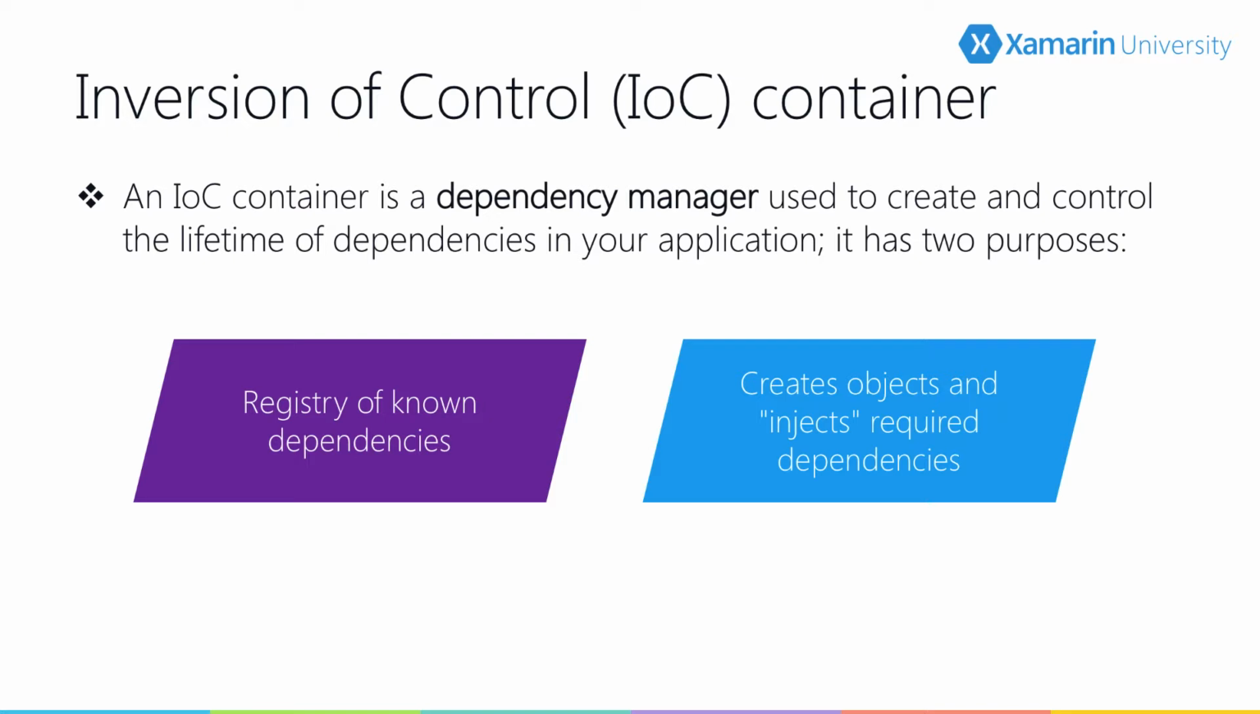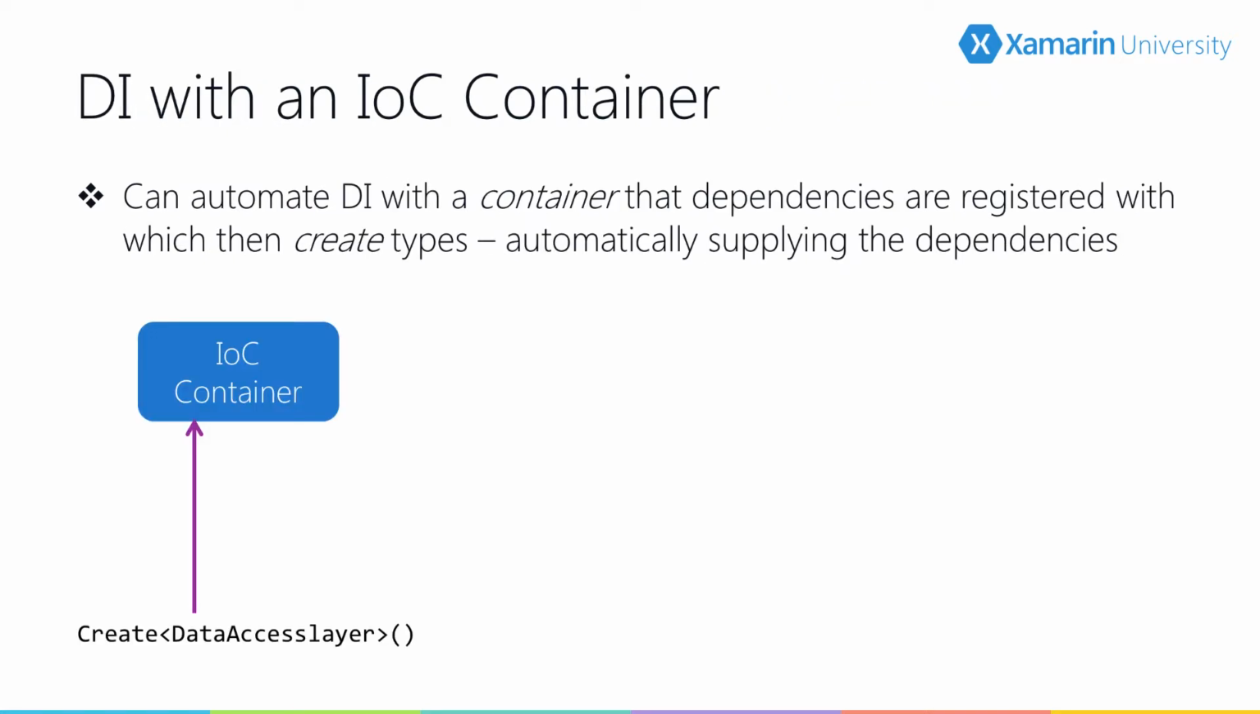And it will know by inspecting the constructor, hey, I can create something that matches IDB repository. I can create something that matches iAlert service. It can inject those dependencies and then return the completely created type to us. Let's have a look at an example how this works. We would use our IOC container and tell it to create a specific type. Here in this case, we're again using data access layer.